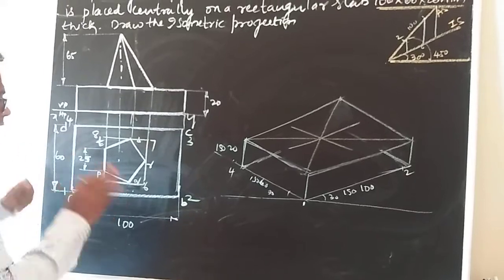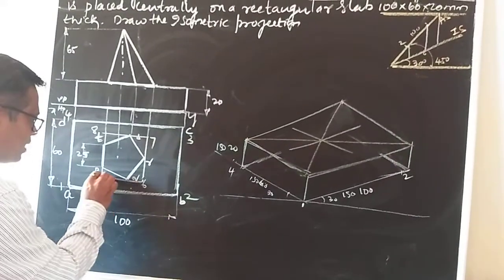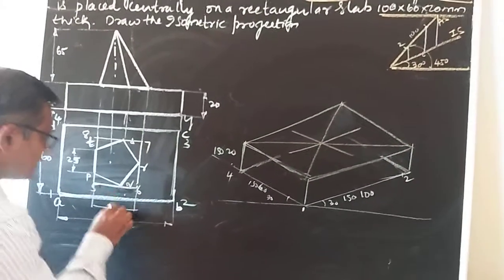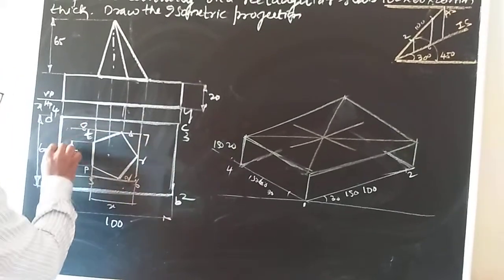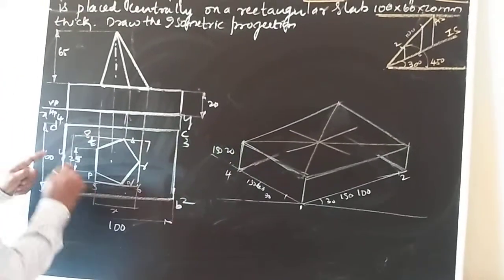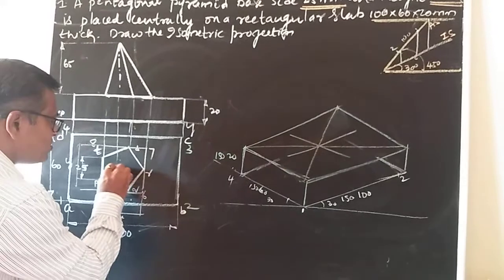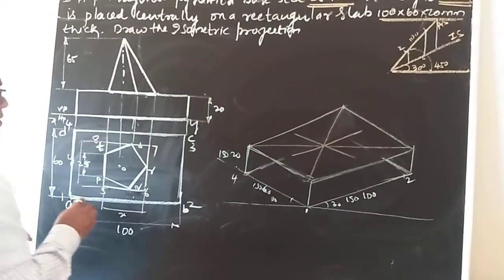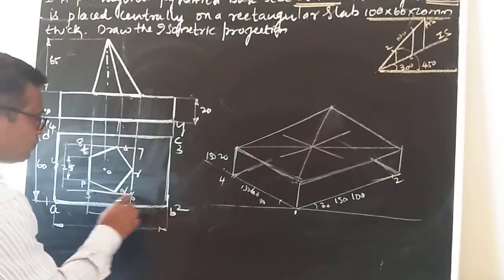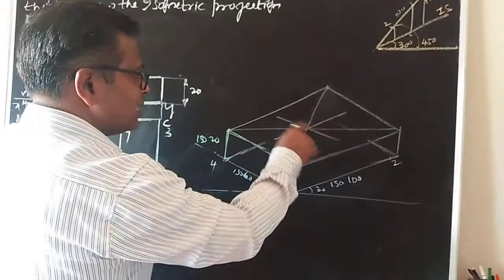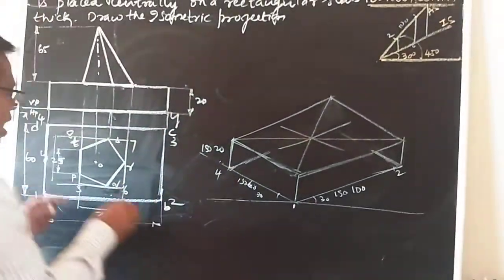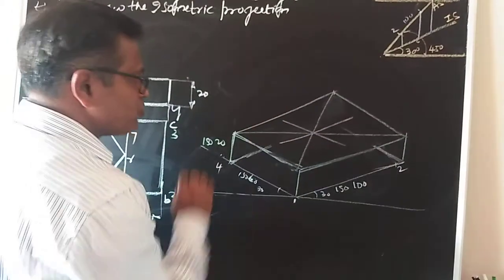5678 is a rectangle but not a square, because 56 let us say is X, and 58 let us say is Y. X and Y are not the same, and this is my center of the pentagon. So this 5678 is placed centrally on the top face of the rectangular block. How do I draw 5678 isometrically here?